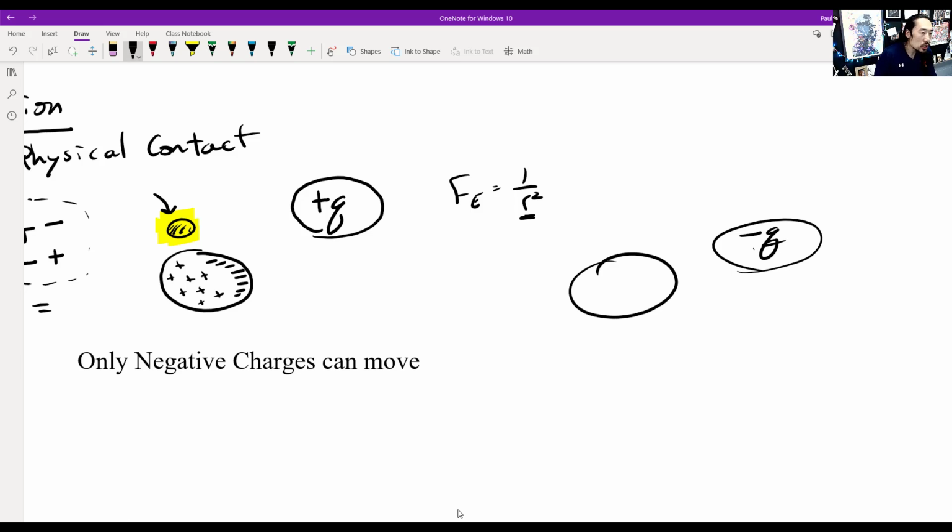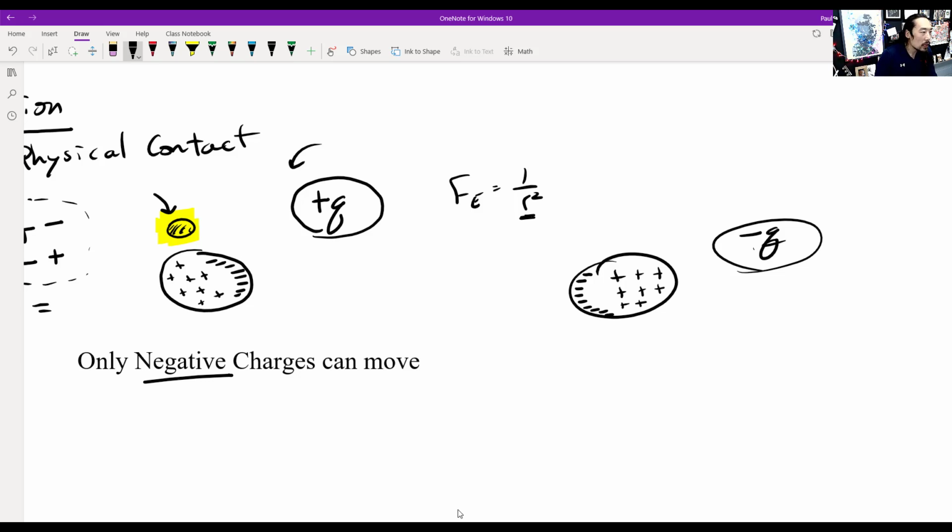And so because like charges repel, versus here, this is unlike charges, they attract, right? Like charges repel, all of the negative charges will be as far away from the object as possible, leaving the closest side to be positive. Now keep in mind, only the negative charges move, the positive charges were always there. It's just the negative was like, let's get away, as far away as possible.